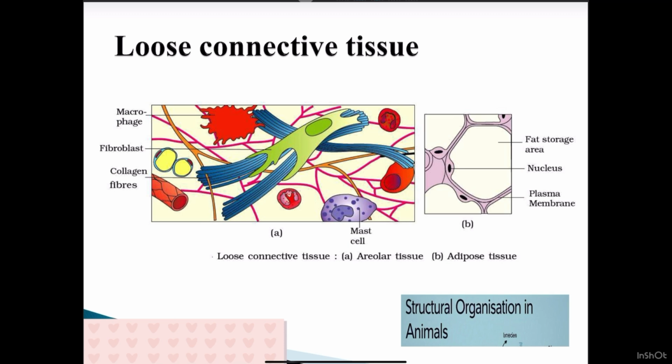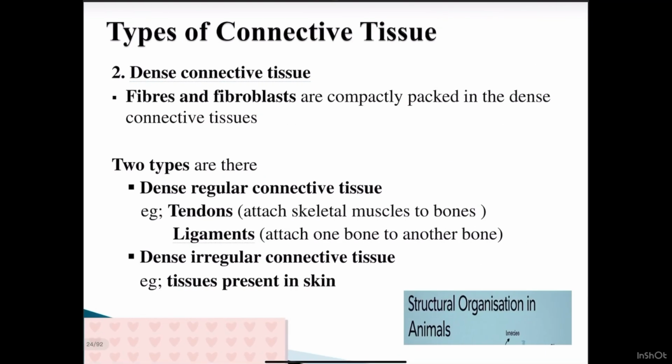And here is the diagram-based question: loose connective tissue. Macrophages, fibroblasts, collagen fibers and mast cells are there. Next, the second type of connective tissue, dense connective tissue. Here the fibers and fibroblasts are compactly packed. Dense connective tissue is of two types: dense regular connective tissue and dense irregular connective tissue.